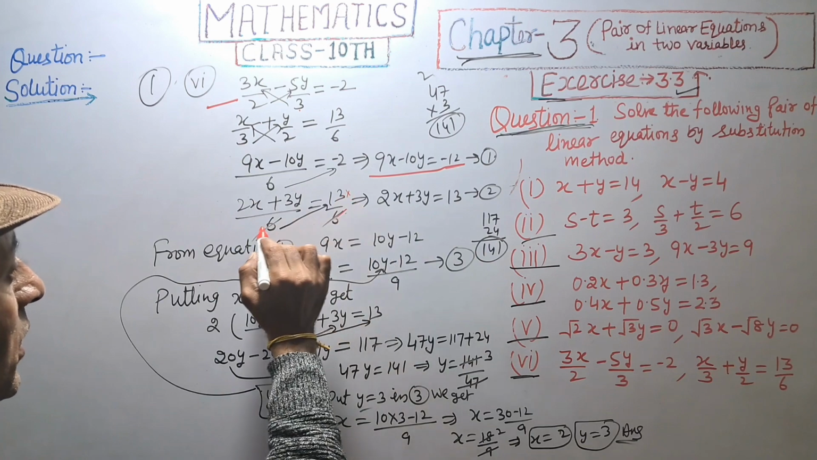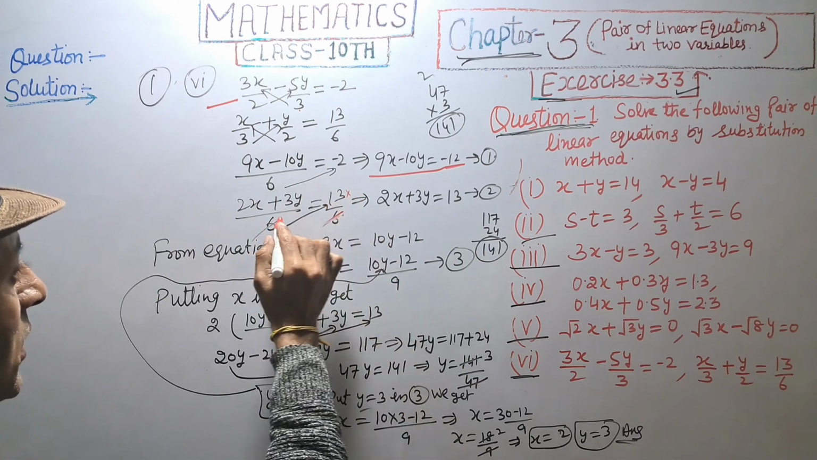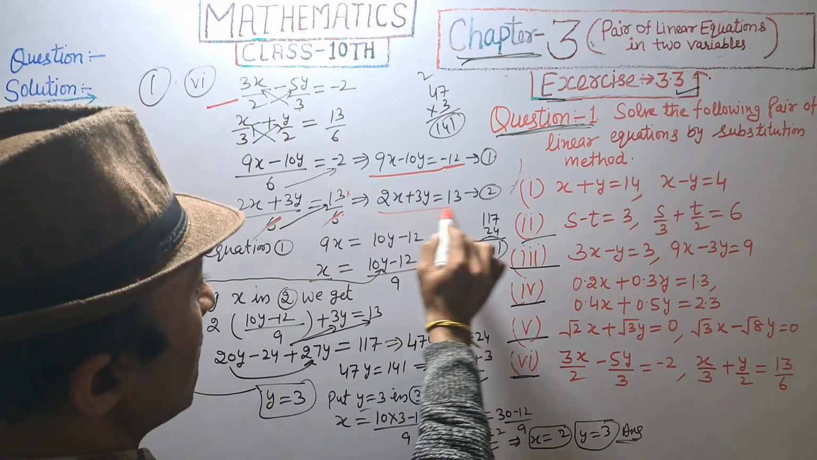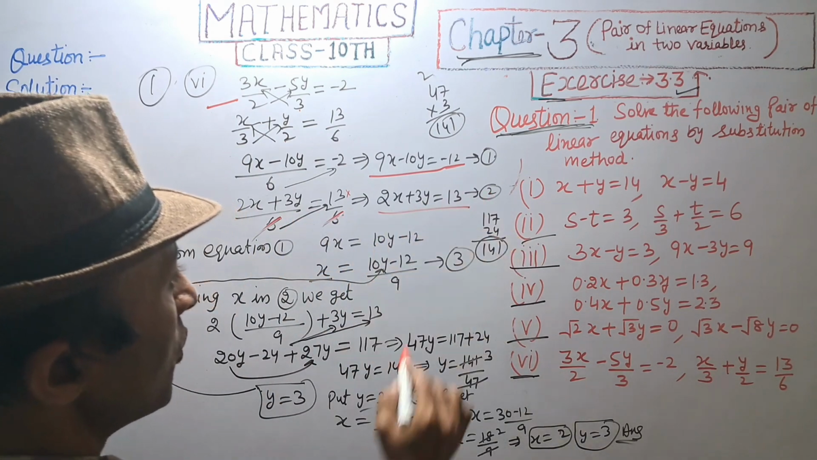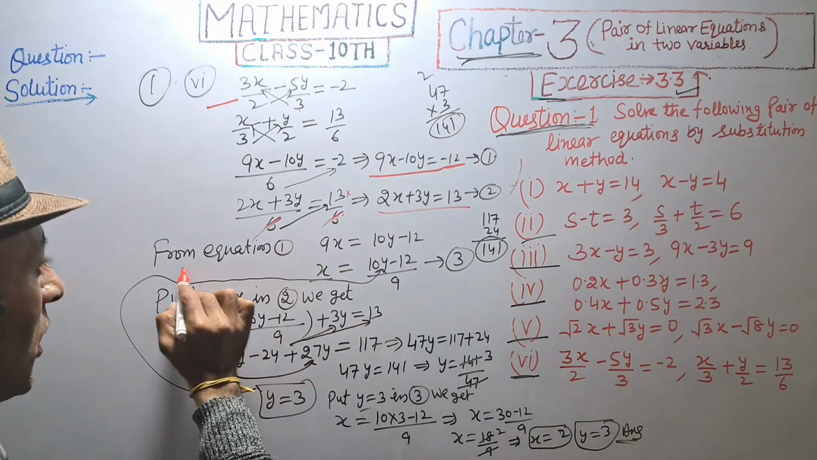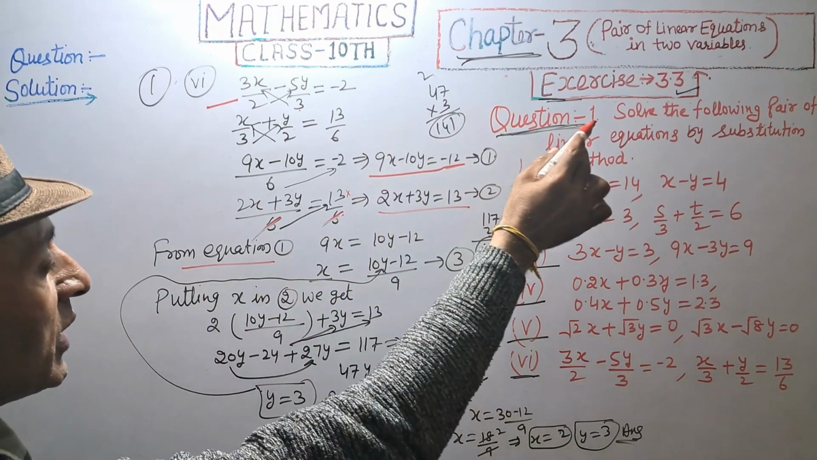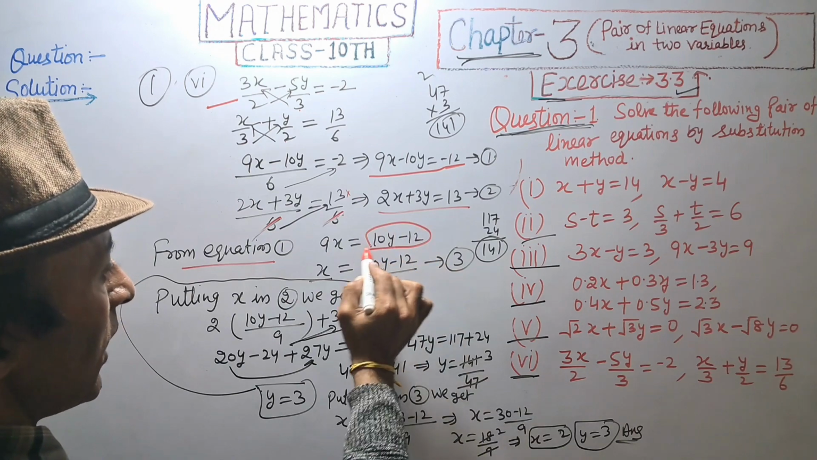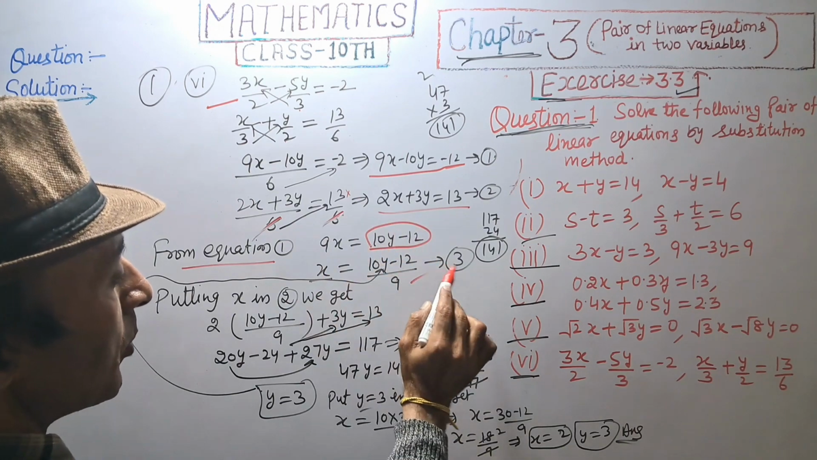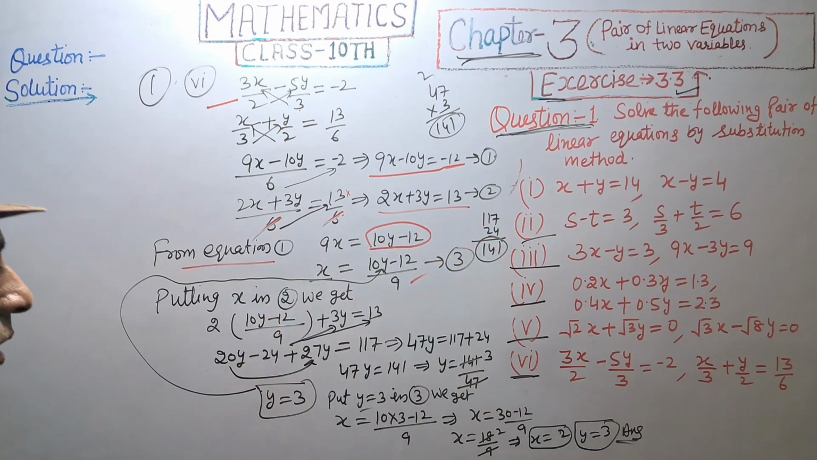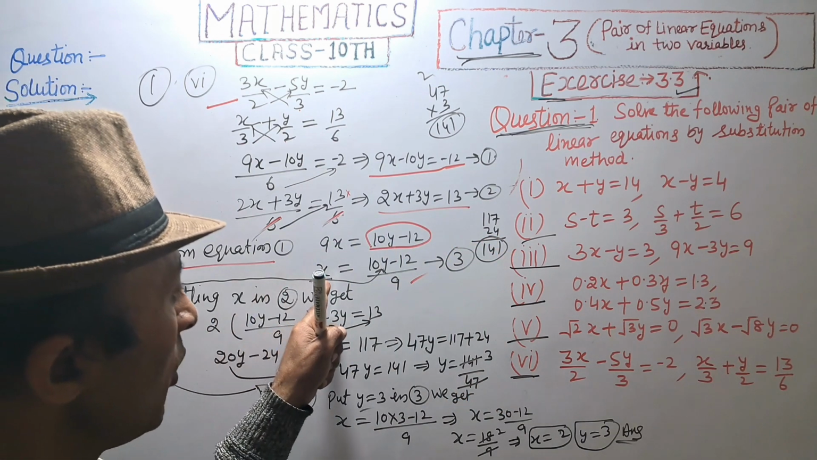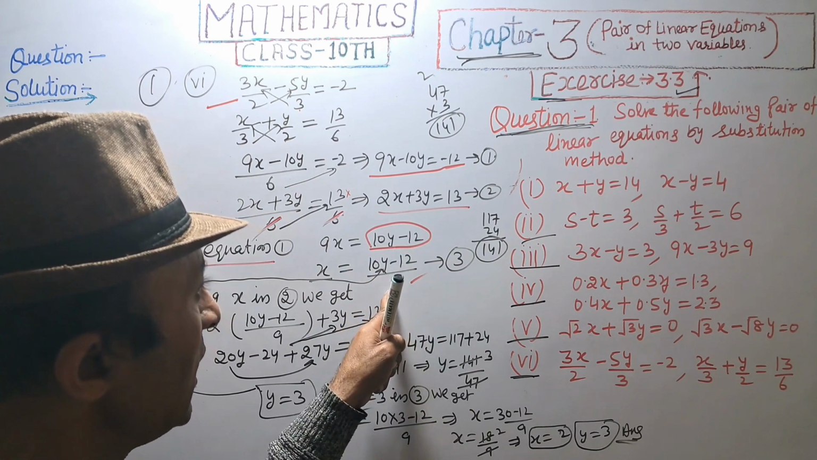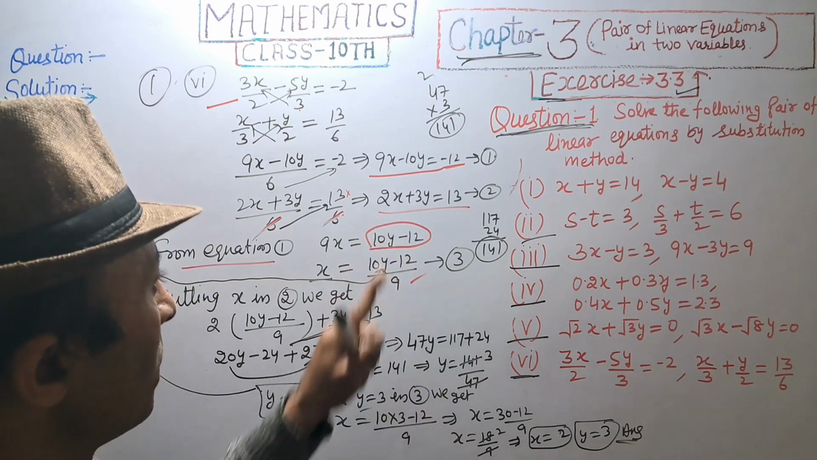6 is cancelled, and we get the value 2x plus 3y is equal to 13. It's equation number 2nd. From equation first, 9x equal to, shifting 10y to the right side, that will be positive 10y minus 12, and x equal to 10y minus 12 upon 9. Equation number 3rd. And we are putting the value of x equal to 10y minus 12 upon 9 in equation number 2nd.